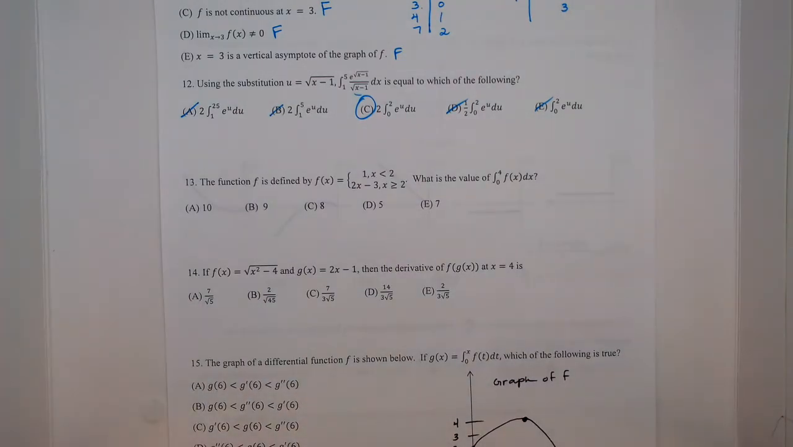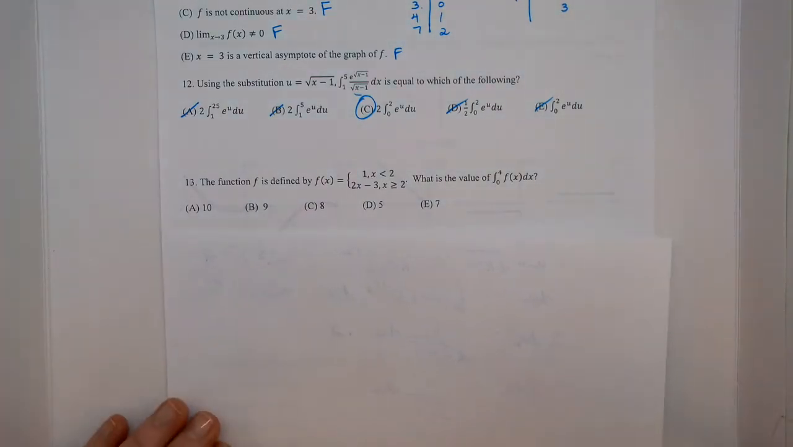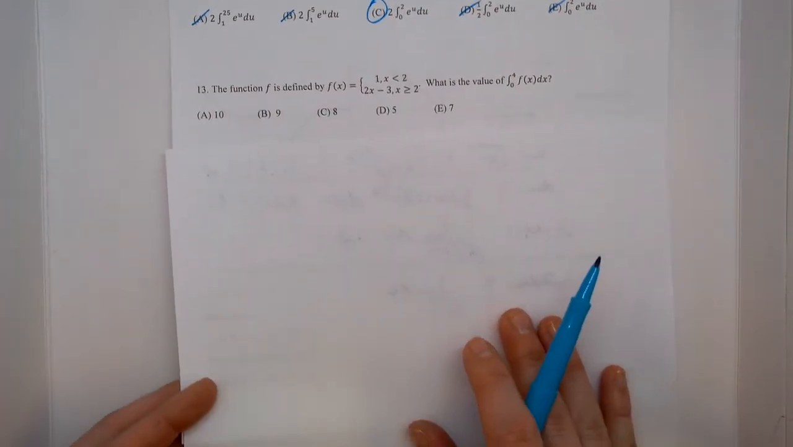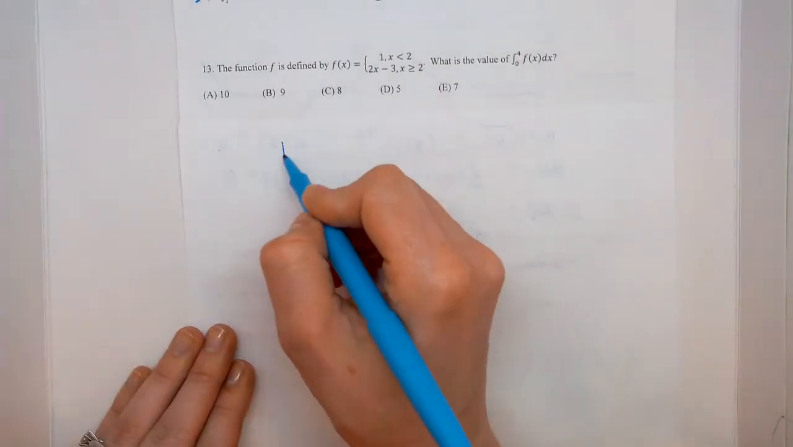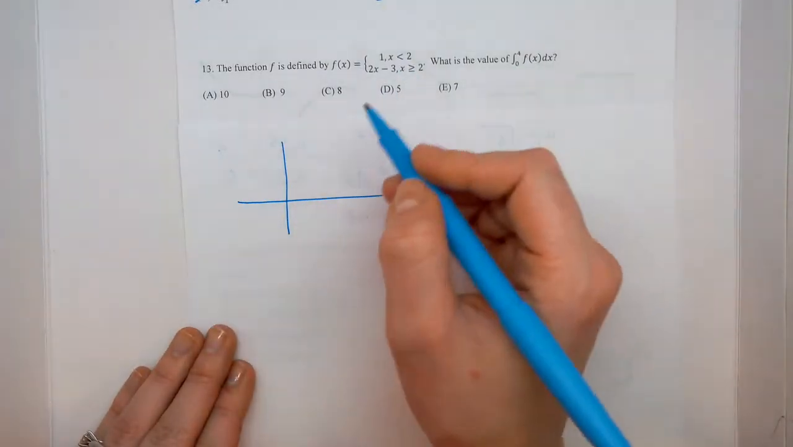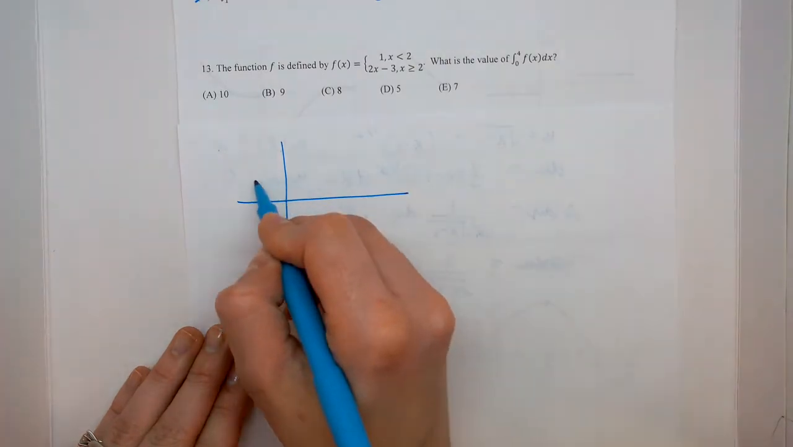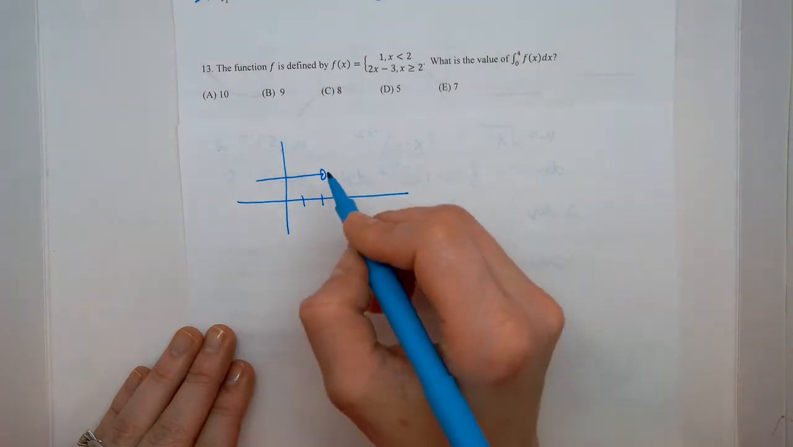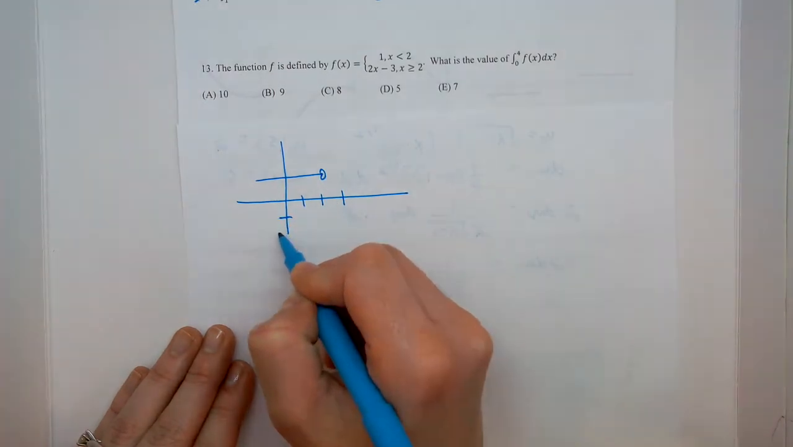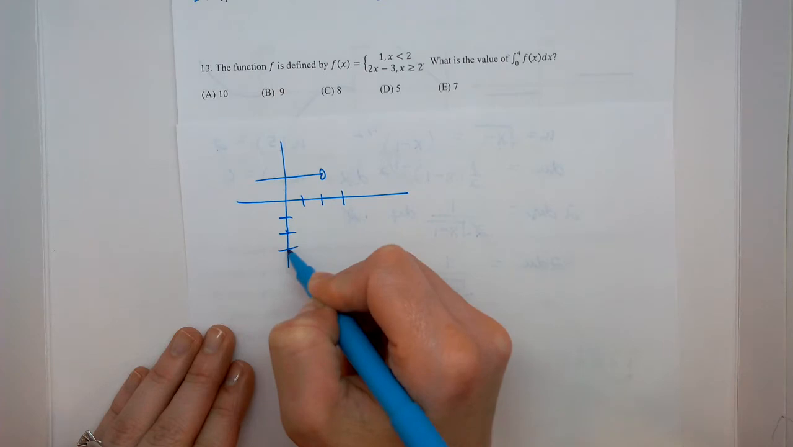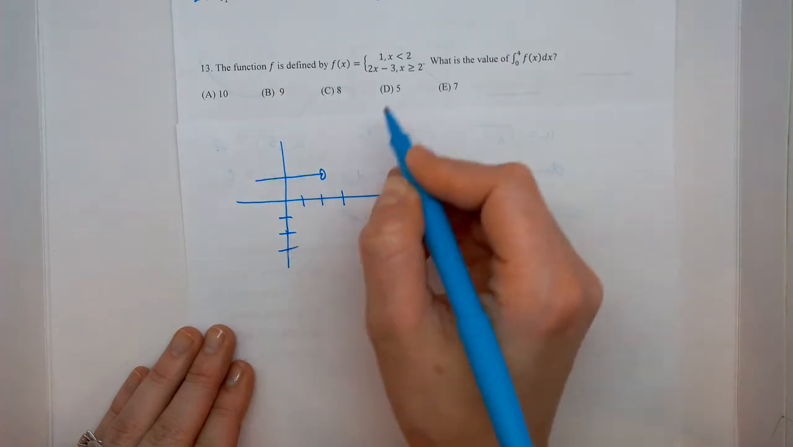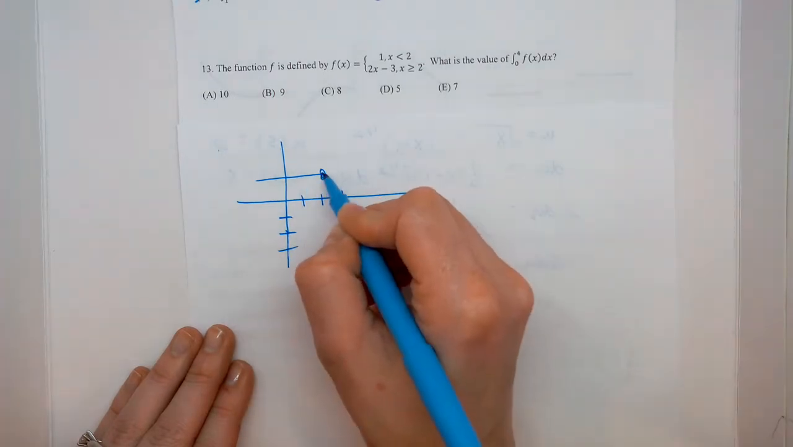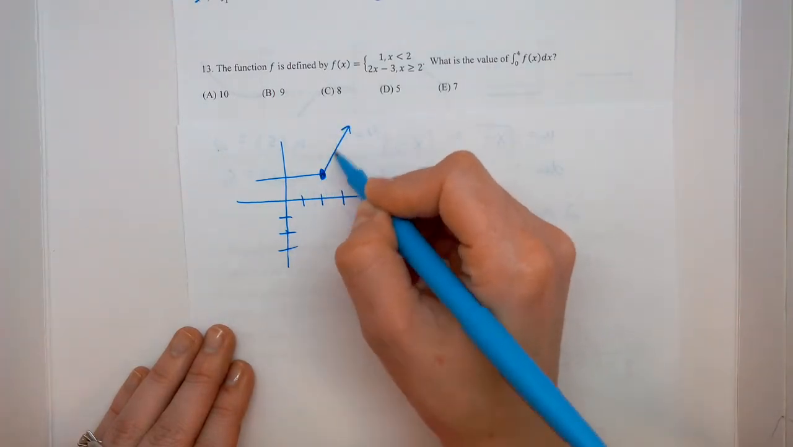Okay, 13. The function f is defined by this piecewise function here. What is the value of the integral from 0 to 4 of f of x dx? Okay, so it might help you to graph it, but you don't have to. We've got y equals 1 all the way until 2, and then y equals 2x minus 3 when x is greater than 2. So the y-intercept there would be -3, but I'm not going to draw it because the function doesn't exist less than 2. So -3, I'd rise 2, run 1, rise 2, run 1, and here that piece would fill in the hole.